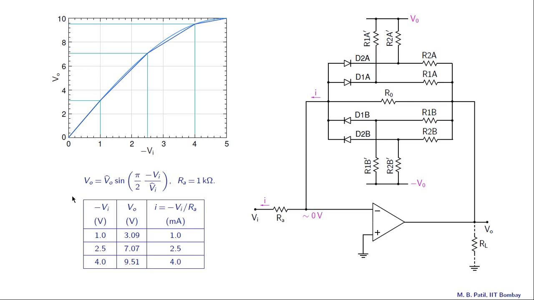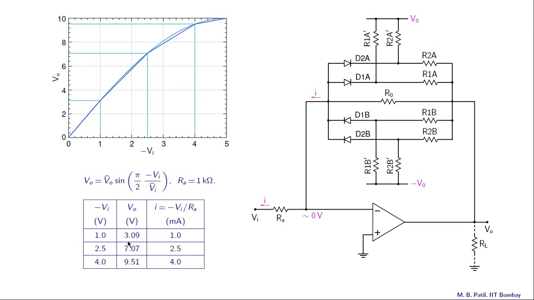Since we know the breakpoints in the input voltage Vi, we can calculate the corresponding breakpoints in the output voltage VO with this equation now. And those values, those breakpoints in VO, are shown in this column here. For example, for Vi equal to plus minus 1 volt, we would have VO equal to plus minus 3.09 volts, and so on.